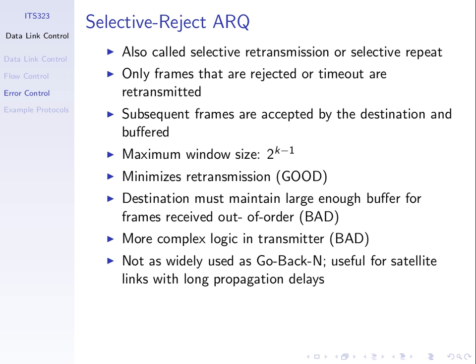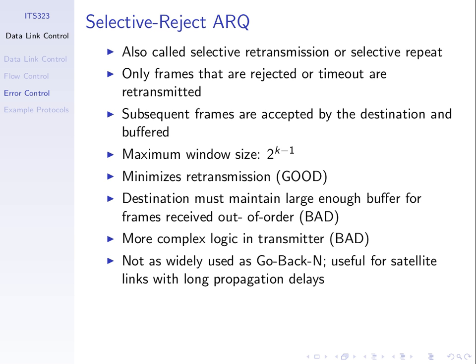What does k stand for? K is the number of bits in the sequence number. If the sequence number is k bits long, then 2 to the power of k minus 1 is the maximum window size. The number of bits in the sequence number is usually specified for the protocol. If my protocol has a 4-bit sequence number, then I can determine the maximum window size. It's normally specified for a protocol.